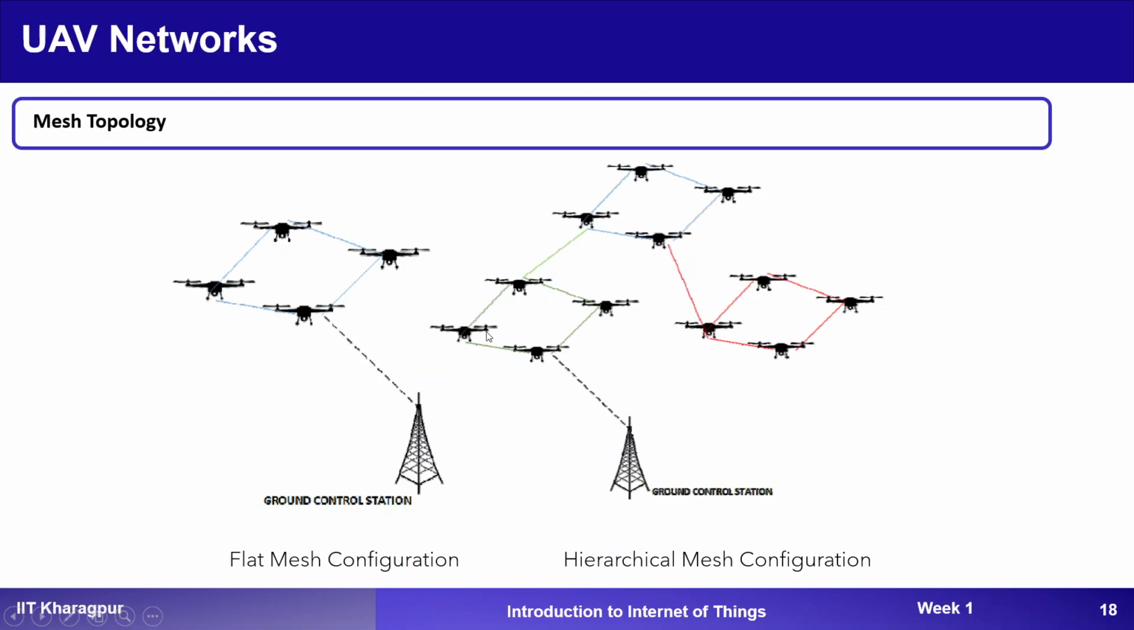Now your mesh topology. Similar to your star topology, first is your flat mesh configuration and second one is your hierarchical mesh configuration. In case of your flat mesh configuration, the UAV devices are configured in the form of mesh topology, and out of those UAVs, only a single device is connected to your ground control station. However, in case of hierarchical, a single device is connected to your ground station, and further other devices are connected to other mesh topologies.